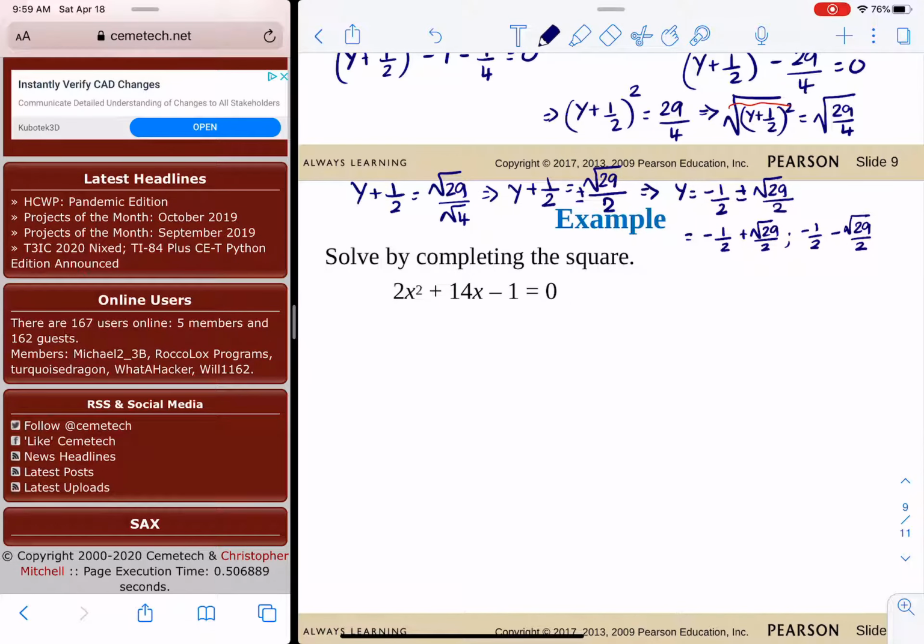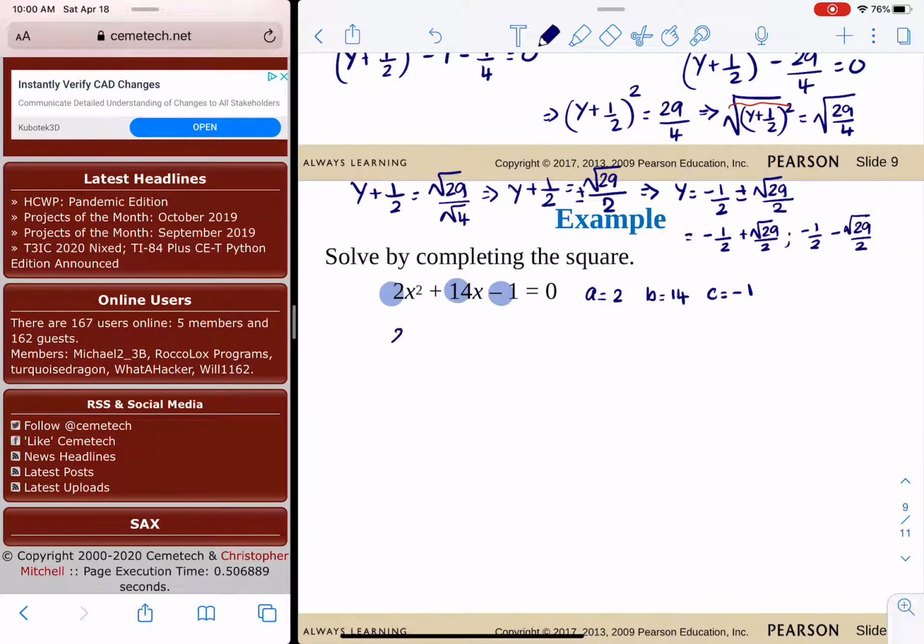So here is our final example on completing the square. Notice here a is 2, b is 14, and c is negative 1. And I mentioned that completing the square works nicely when solving quadratic equations if a is 1. But in this problem, a is not 1. So what do we do? We have to make it 1. How can we make it 1?